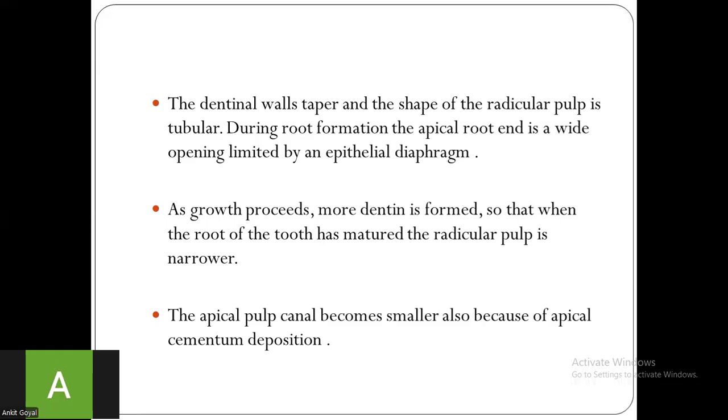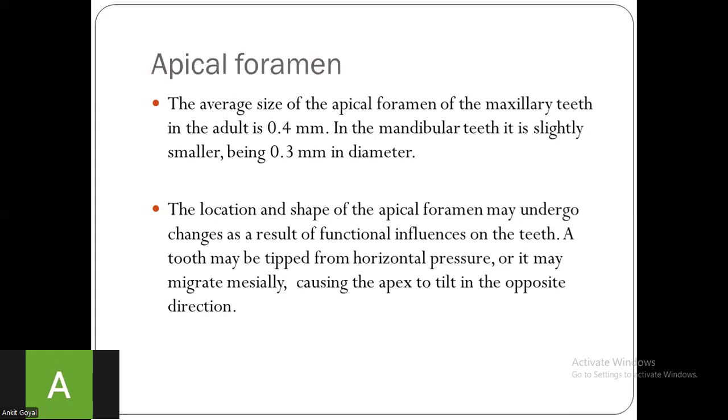The dentinal wall tapers and the shape of the radicular pulp is tubular. During root formation, the apical root end is wide and the opening is limited by an epithelial diaphragm. As growth proceeds, more dentin is formed so that when the root of the tooth has matured, the radicular pulp is narrower. The apical pulp canal becomes smaller also because of apical cementum deposition. The average size of the apical foramen of the maxillary teeth in the adult is 0.4 mm. In the mandibular teeth, it is slightly smaller, being 0.3 mm in diameter.